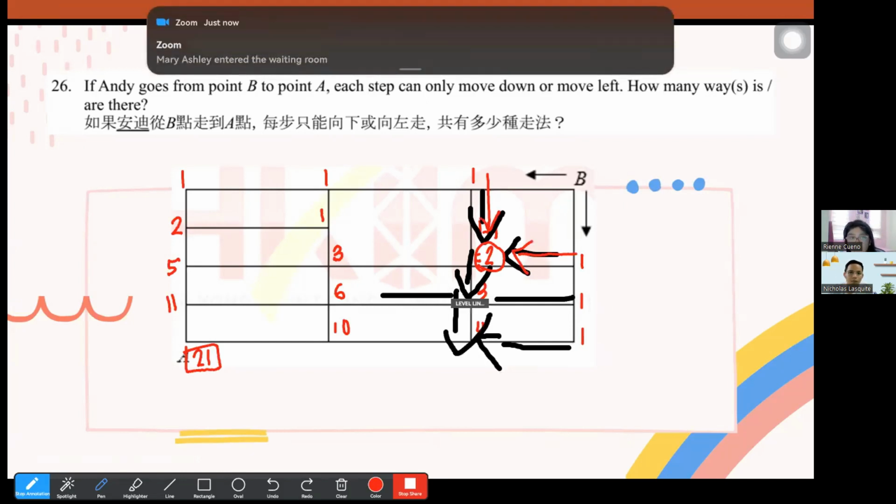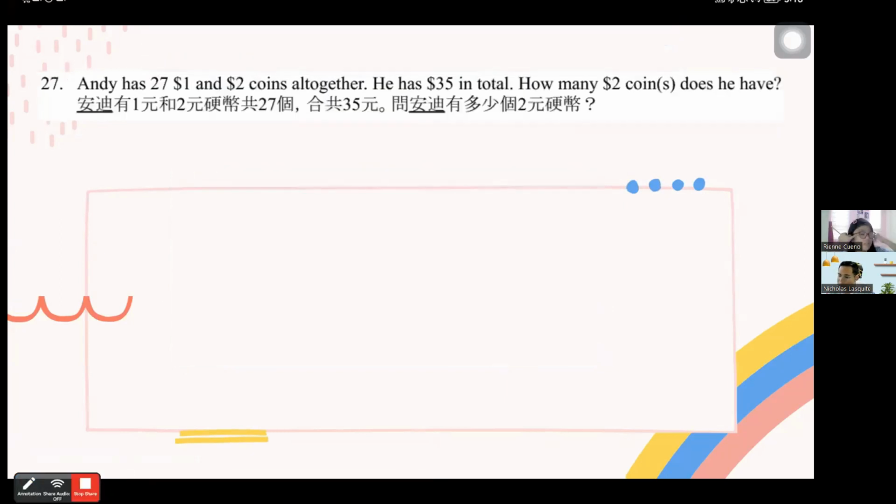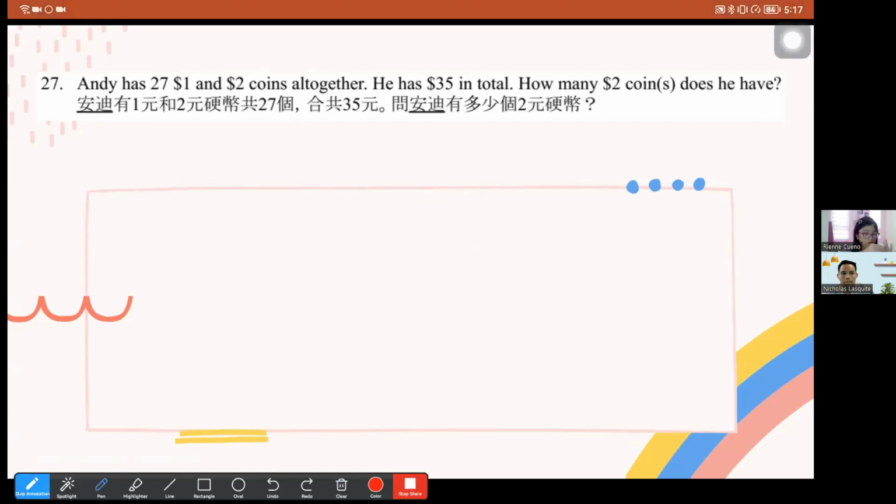Okay, let's move to number 27. Andy has 27 of $1 and $2 coins altogether. If he has $35 in total, how many $2 coins does he have? How are you going to solve this? Why is your answer 8? I think there is 19 ones.